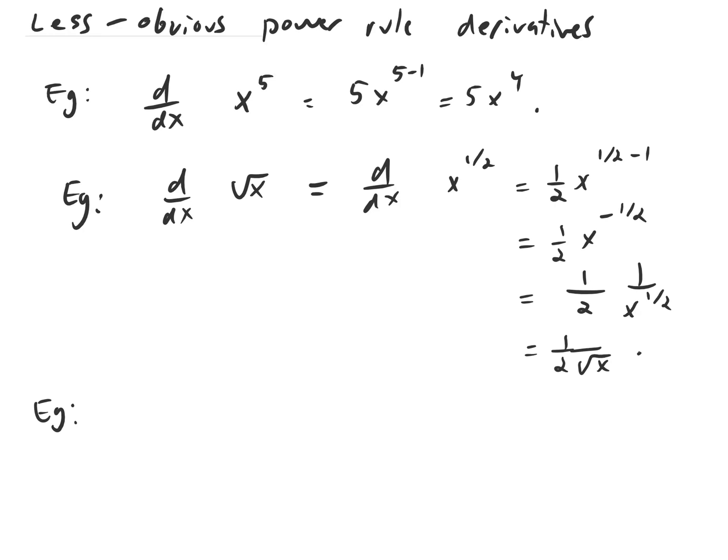Another way where it can be less obvious, let's look at an example where we have the 7th root of x to the 5th. So if you use properties of exponents to rewrite that as the derivative of x to the 5 over 7, it becomes straightforward to apply the power rule.